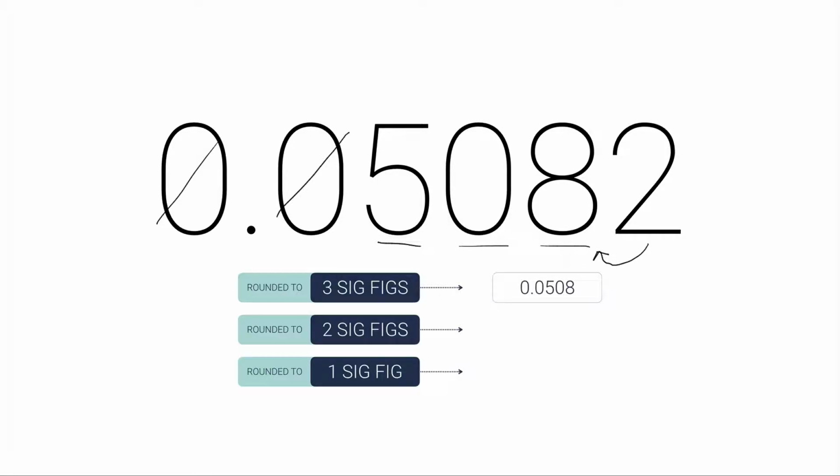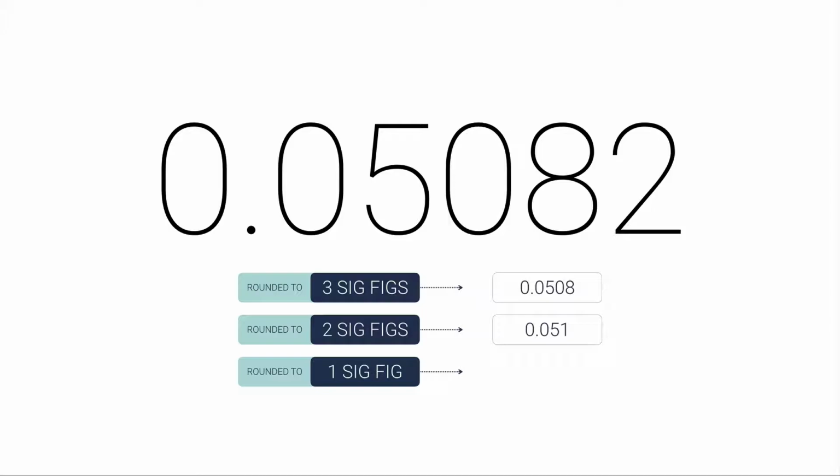So 0.0508 is my 3 sig fig number. How about the 2 sig figs? Well, I want to keep the 5 place and the 0 place. Does the 8 bump the 0 up? Yes, it does. So 0.051 is my number with 2 significant figures in it.